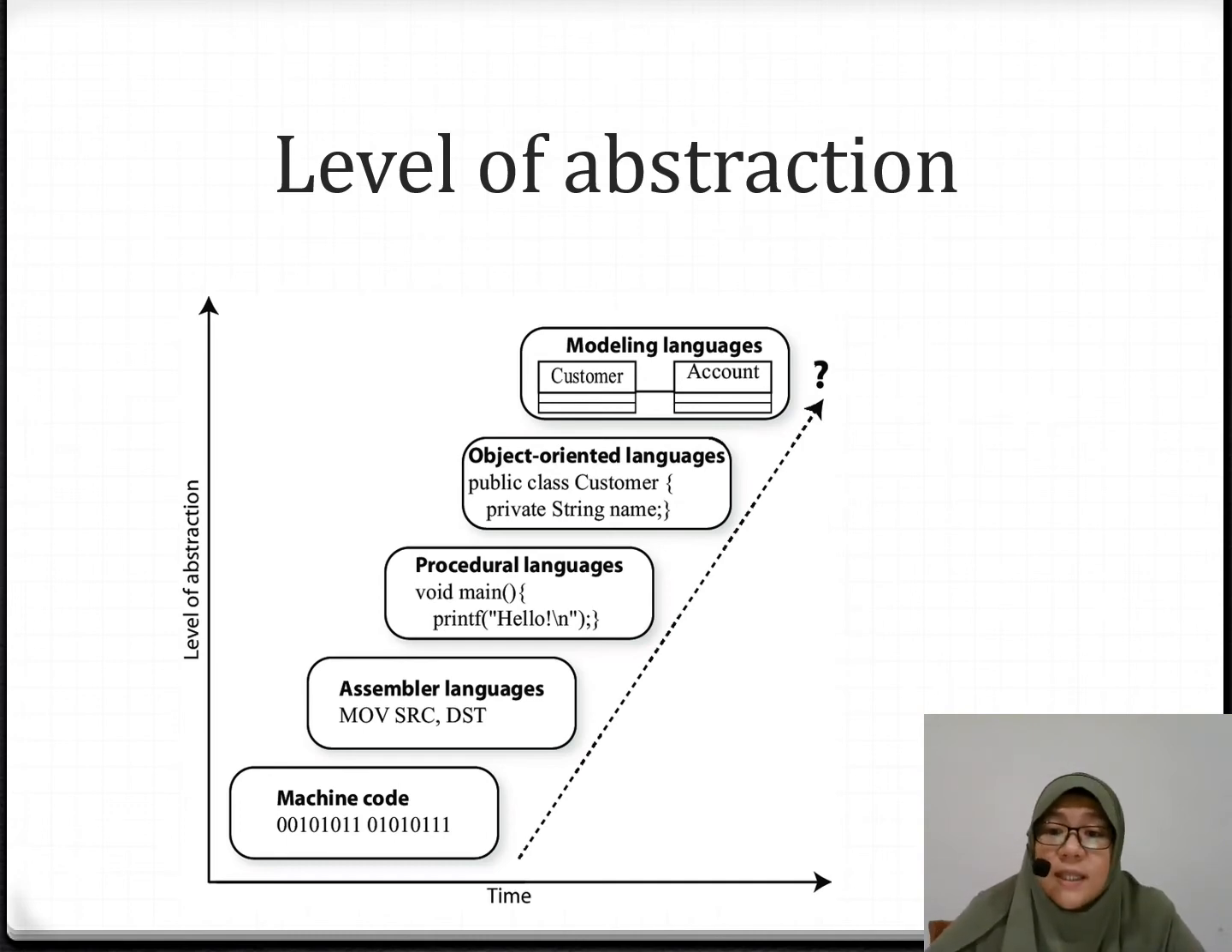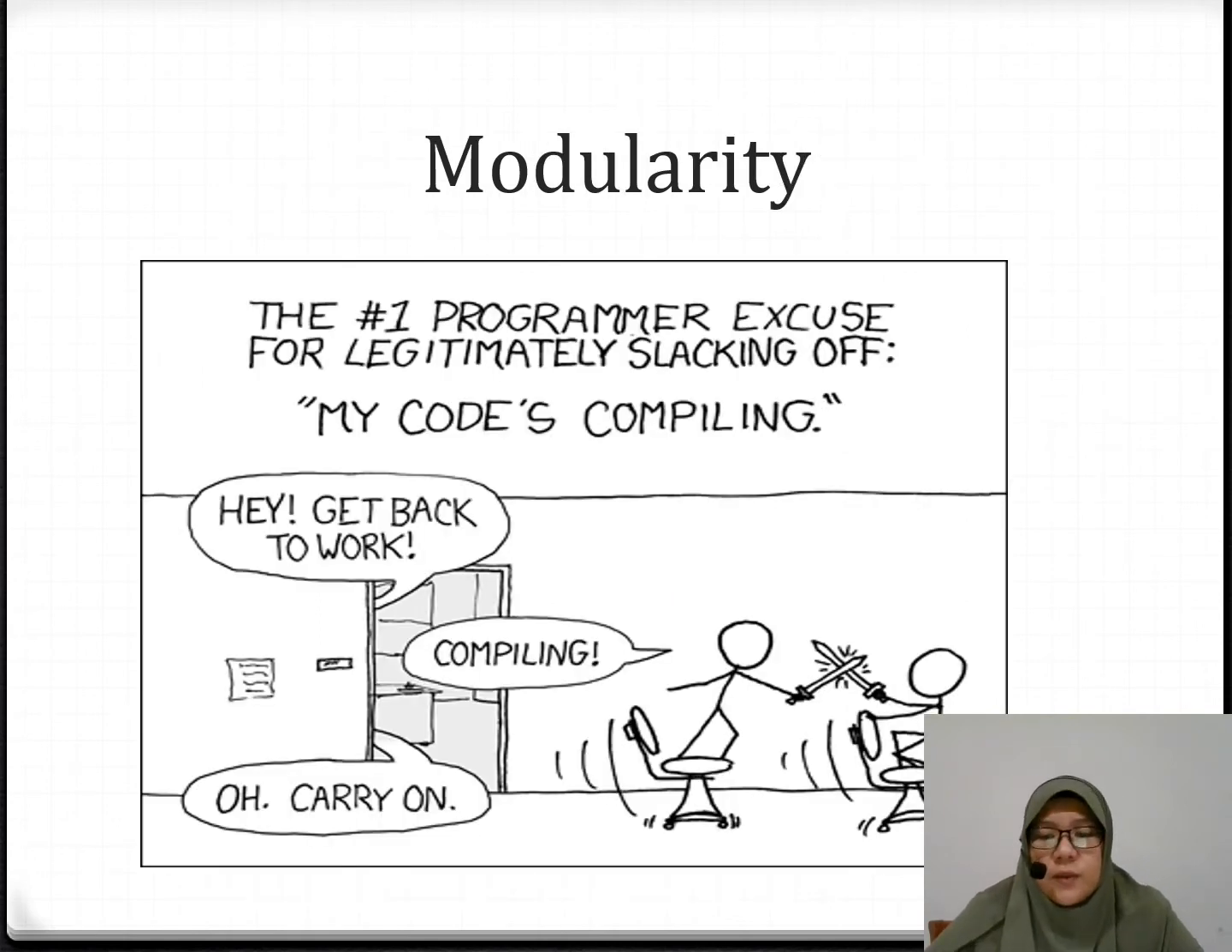So the lowest level is basically your machine code, 010101, right? Then the highest level is your modeling languages like UML, right? DFDs. So that's done. We're done with abstraction. So now let's go to modularity. So that was the first point, abstraction. Second is modularity. So what's modularity?